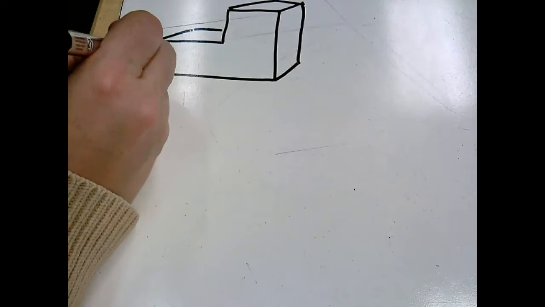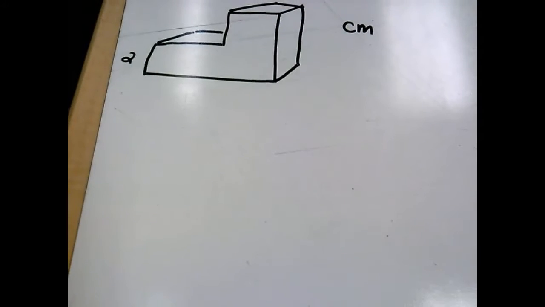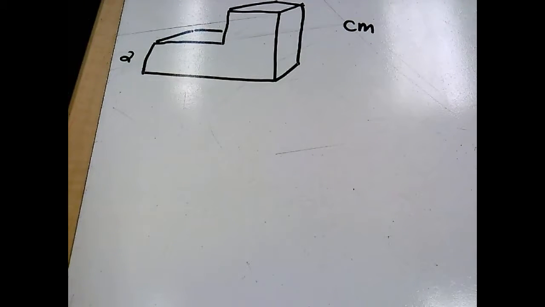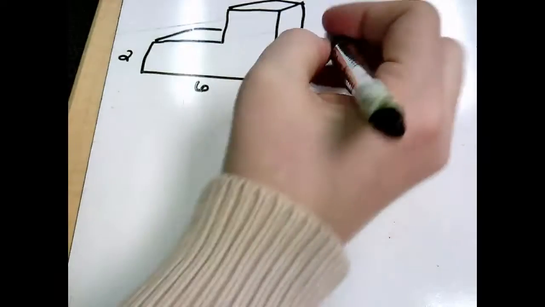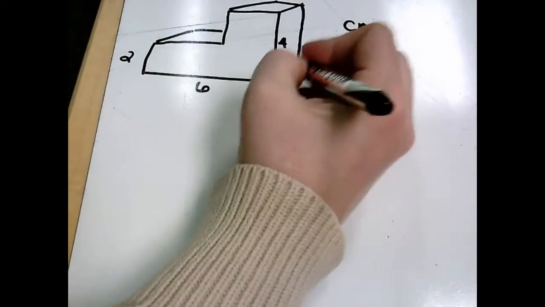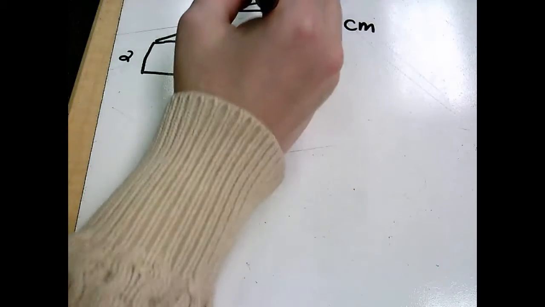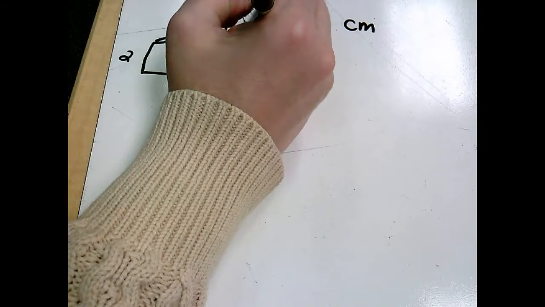So when we're looking at our three-dimensional solid here, it has a dimension here. All of my units here are in centimeters. It has 2 as a depth on that section, 6 as a total length, it has 4 as a height on that side. It also has 4 as a depth on that side, and then a width here along the top of 3.